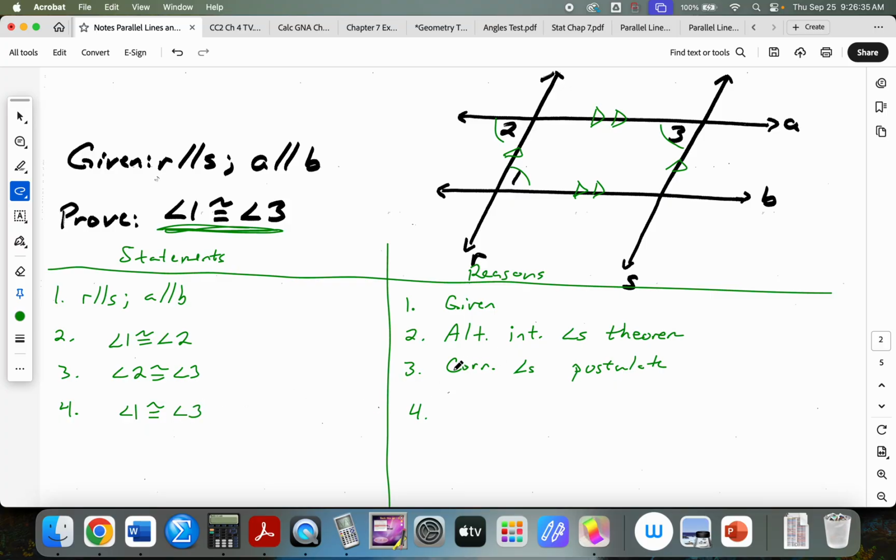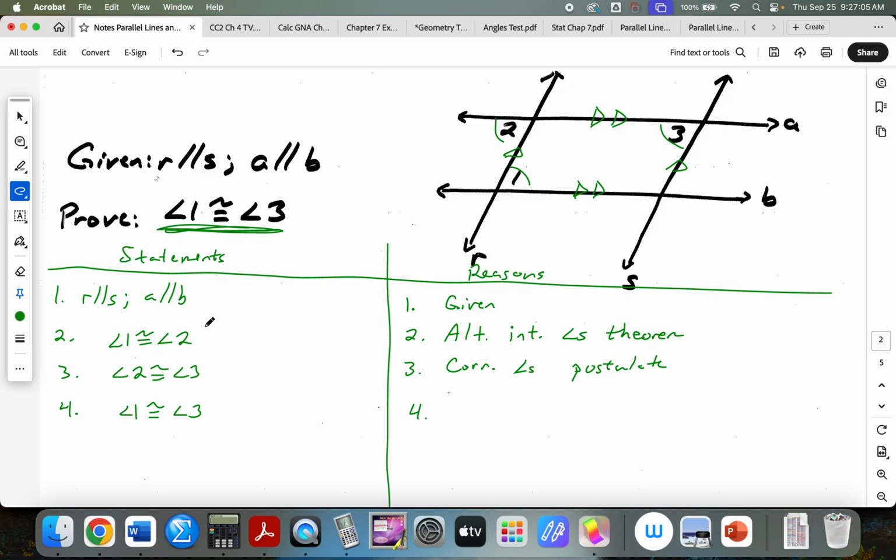But we need to give a reason for this. Now, I take a very, I don't know, loose interpretation for this next part. Some geometry teachers would be appalled that I allow you to do this. I'm like, get over yourself. It's not that big a deal. There are two different things that you can give for this.